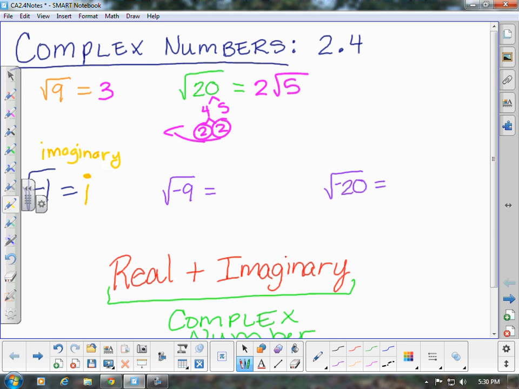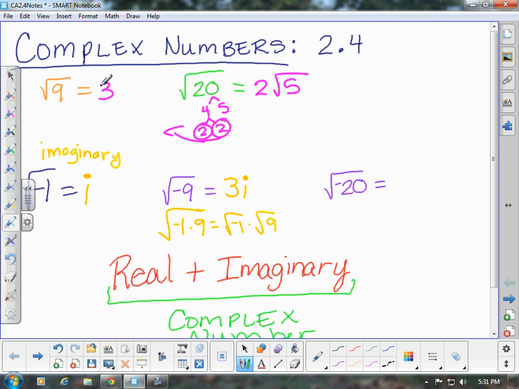And so then, since the square root of 9 is 3, the square root of a negative 9 would be the same as the square root of a negative 1 times 9, which is the same as the square root of a negative 1 times the square root of 9. And the square root of a negative 1 is i, and the square root of 9 is 3. And so the square root of a negative 9 is 3i.